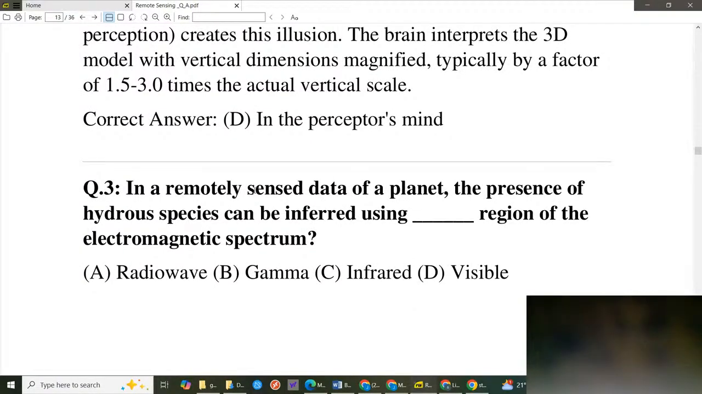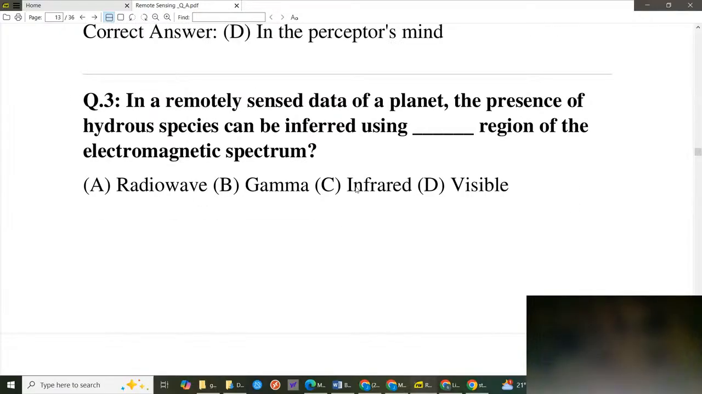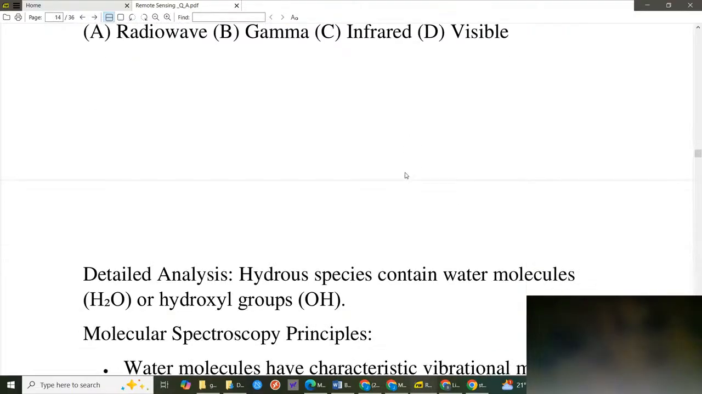In remotely sensed data of a planet, the presence of a hydrous species can be inferred using a region of the electromagnetic spectrum. Which one is the correct? Radio wave, gamma wave, infrared, and visible. So again, we will read the question. The answer is the infrared.